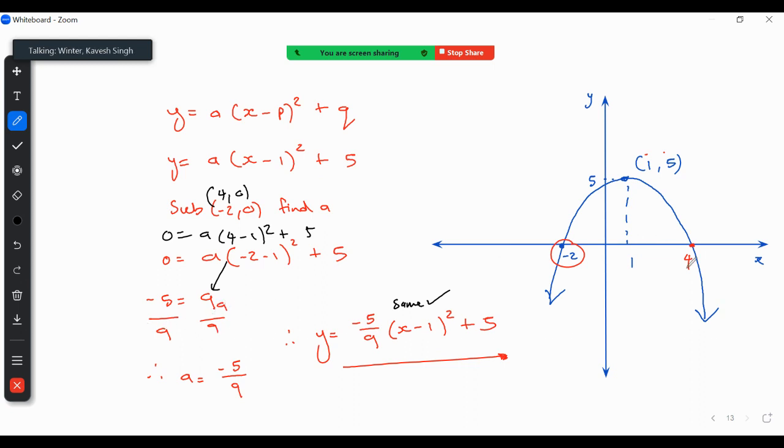So even if you use (4, 0) or use (-2, 0), it will still be the same. You can see this is going to be -3 squared, which is 9. And this one here is 3 squared, which is also 9.